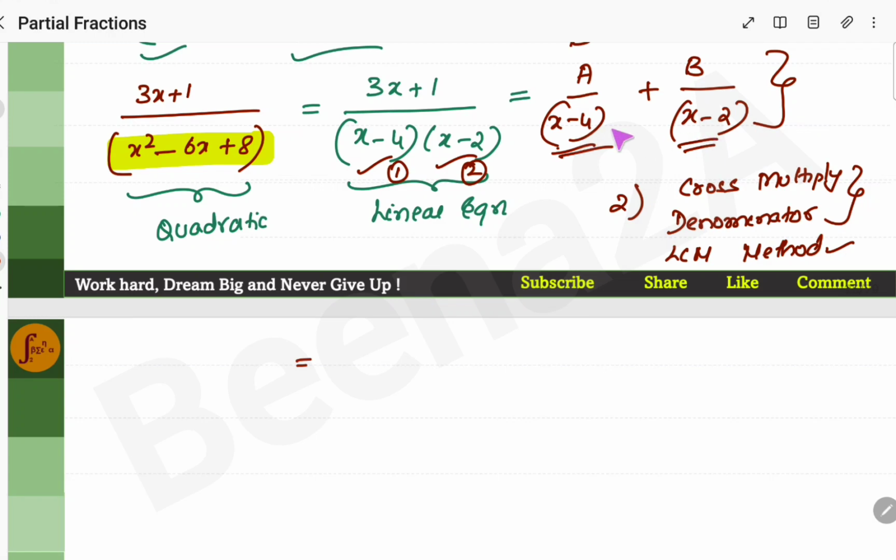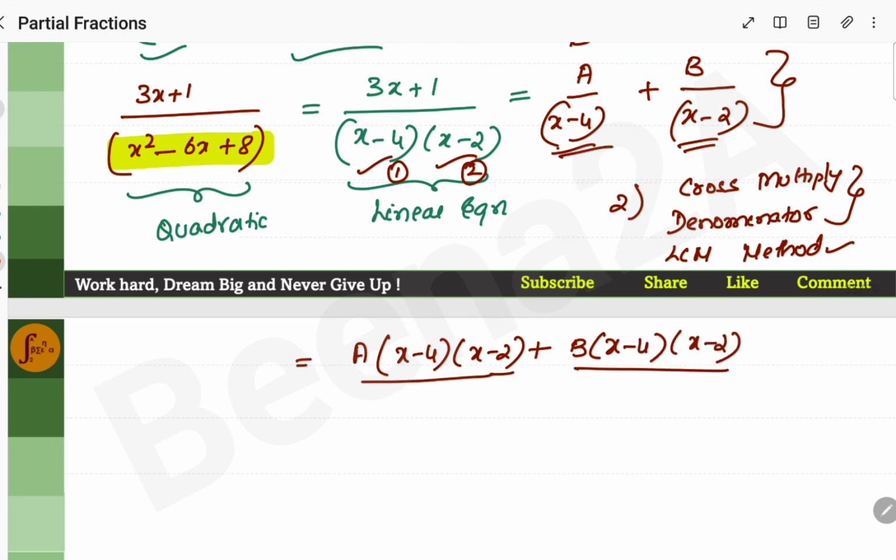So what are the denominators? These two are the denominators. So I'll multiply a with both the denominators, x minus 4 into x minus 2, plus b with the same thing, x minus 4 into x minus 2. And what will happen to the denominator here? For a I have x minus 4. For b I have x minus 2.